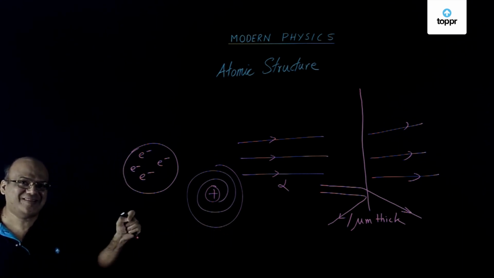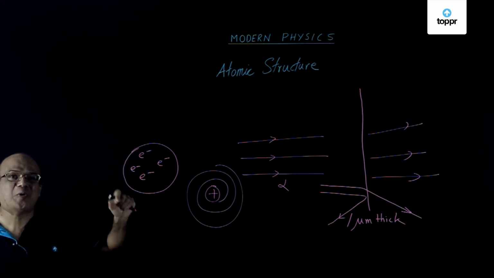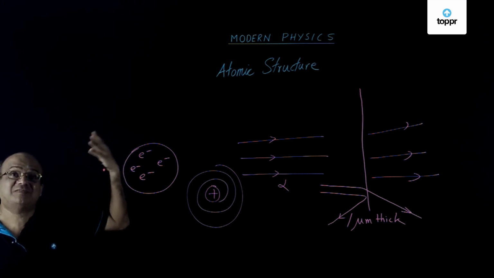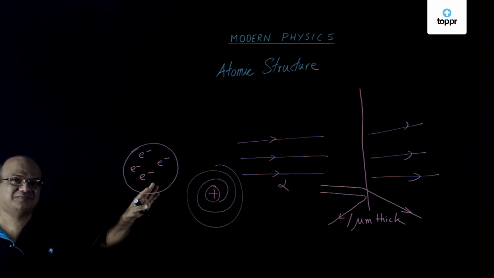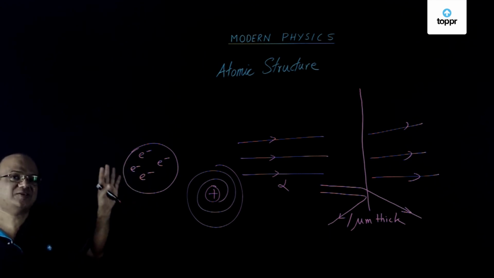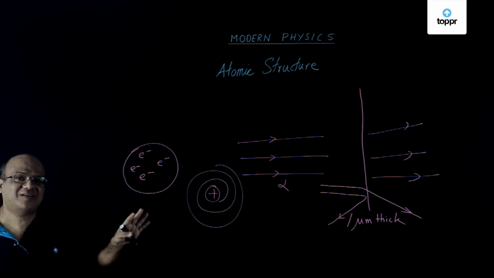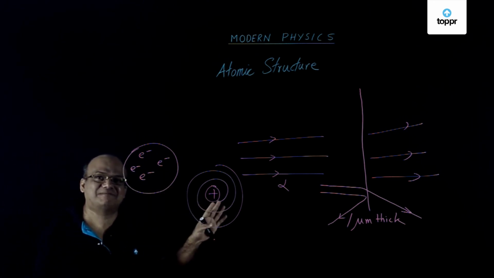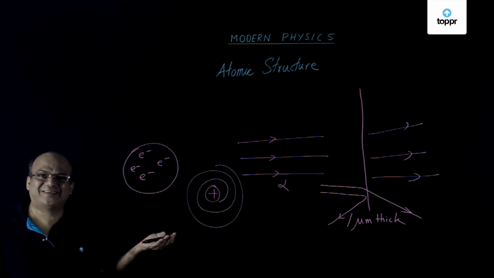Now in the next lesson, we are going to learn about the Bohr hydrogen atom. Bohr was actually a student of Rutherford and he gave his model of the hydrogen atom in 1913. Rutherford gave his model in 1911. Right?